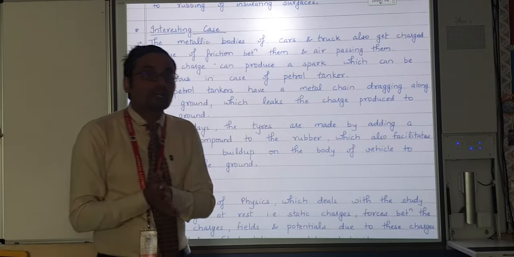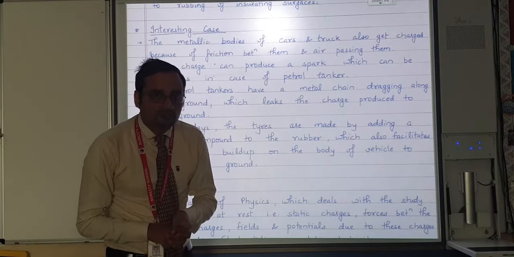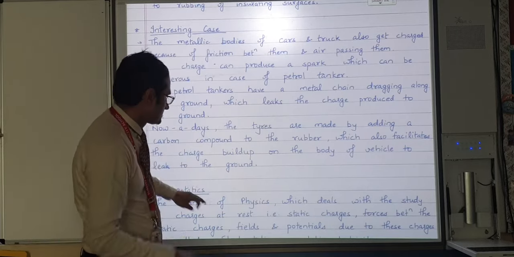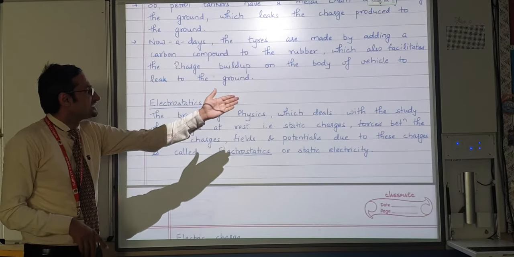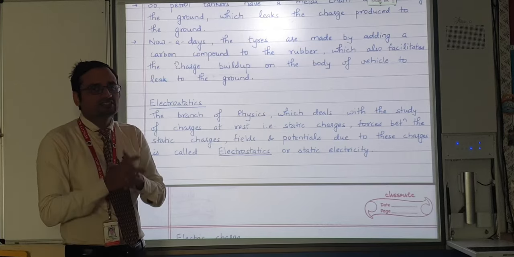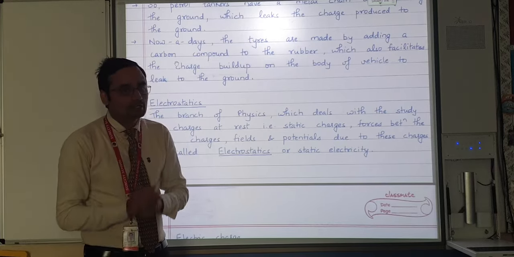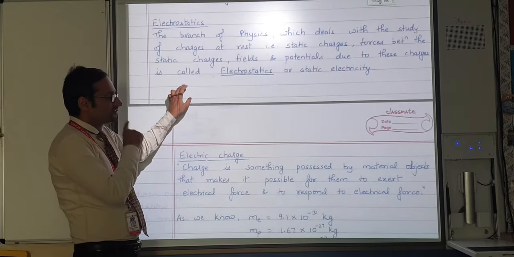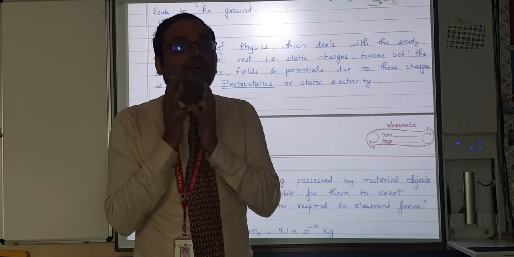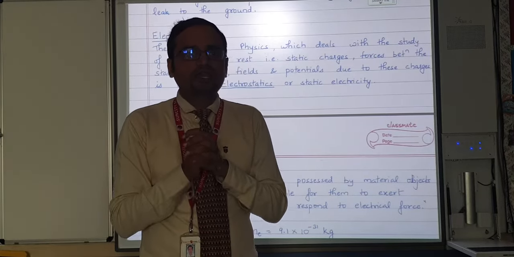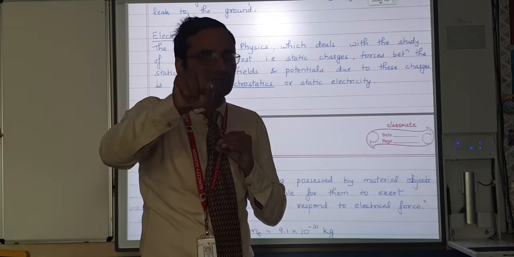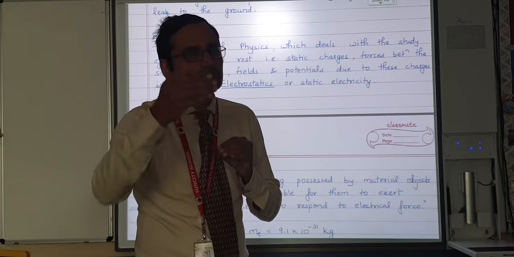What is electrostatics? Electrostatics is that branch of physics in which we study charges at rest. That is static charges, the force between the static charges, the potential due to the static charges, and all those things associated with them. Now comes a very interesting thing. What is charge? In order to understand the concept of charge, let me move a bit further into the topic. I will come to the definition, don't worry. But I want to go a bit further than that.